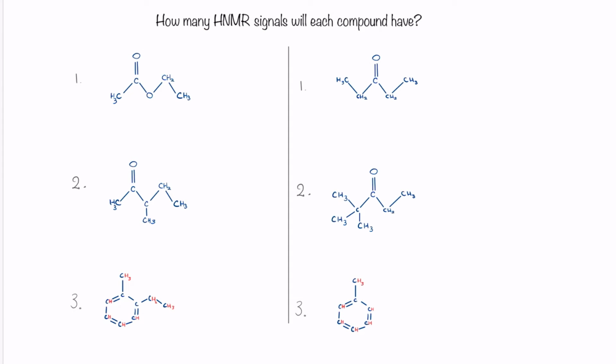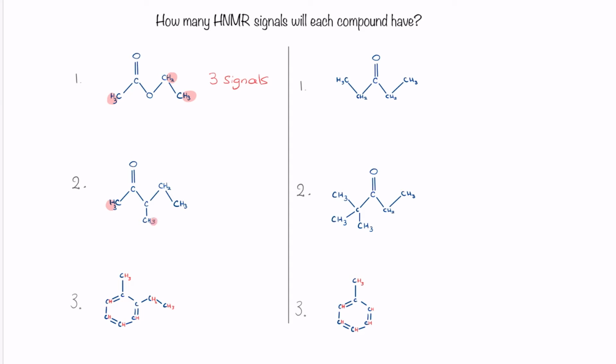Let's take a look at the first example. We see that there's one hydrogen environment here with that CH3 group. There's another hydrogen environment over here with that CH2 group, and a third hydrogen environment here. So we know that this compound has 3 H NMR signals. So when we pop this guy in the H NMR, we're going to see a graph coming out with 3 signals.